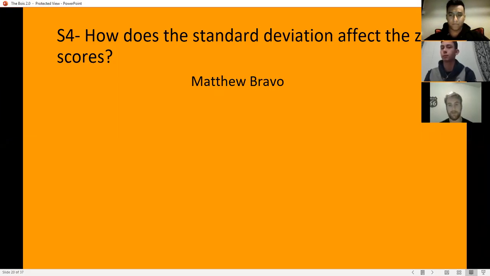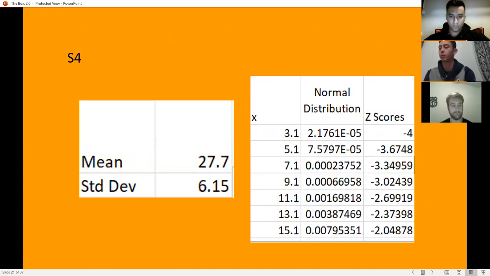Matthew, how does the standard deviation affect the scores? So to find a z-score, you must subtract the mean from the x value and divide that number by the standard deviation. And in this case, the standard deviation is 6.15 and the mean is 27.7. So this means that the larger the standard deviation is, the smaller the z-score will be. So the larger the standard deviation is, the more you must divide by, which would mean that the number would be smaller.